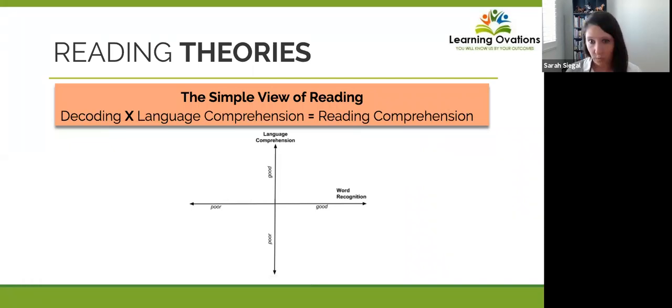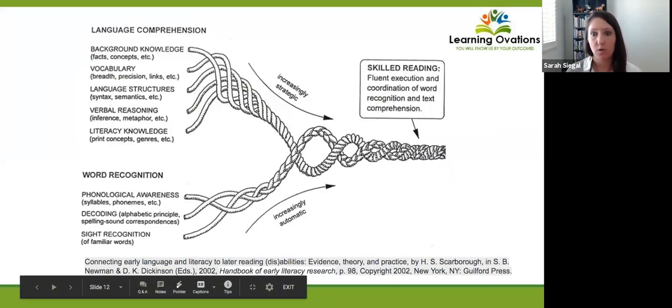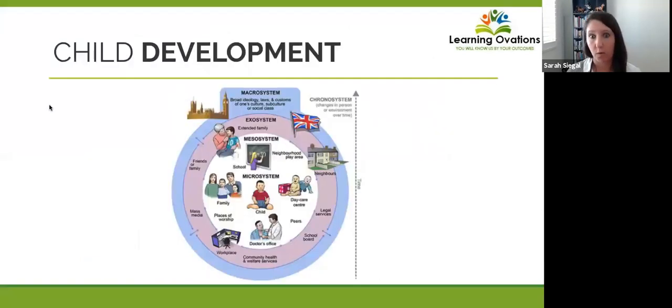The other graphic that's really commonly used when we're thinking about the science of reading and these overarching concepts is Scarborough's rope. So this is essentially telling that same story, right? Comprehension or skilled reading here is made up of two components, language comprehension and word recognition. And it's a bunch of the subskills that make up these two components, as well as this increased automaticity and strategic use of these different skills that lead to that skilled reading comprehension. But as I mentioned, neither one of these really takes into account student development changes over time. So the question is, if different students need different things, how does development play a role?